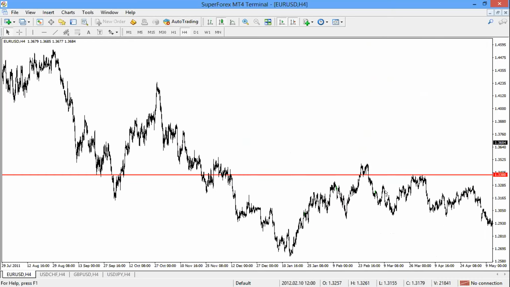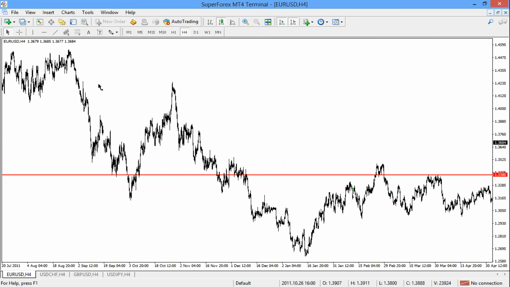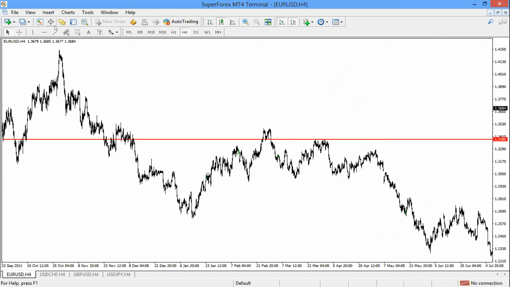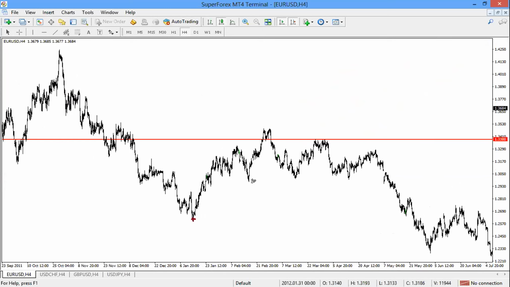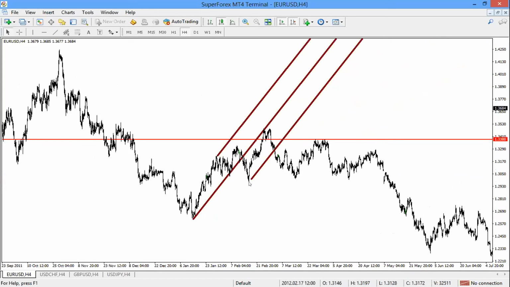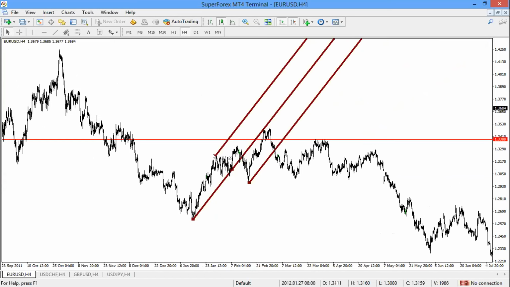So the pitchfork is a very, very wonderful tool that you can use to analyze the market. It is a very great support and resistance tool. It's very helpful. Very, very helpful. So I love this part here.